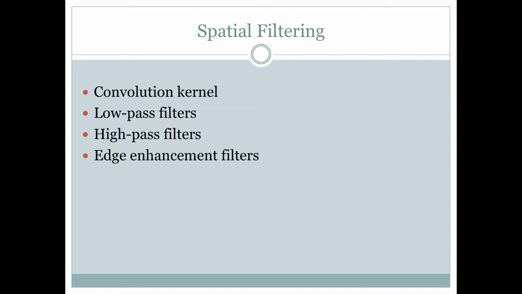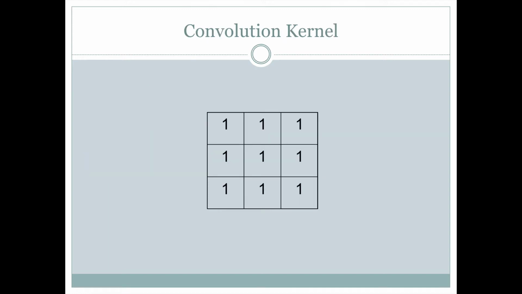But the three primary types of filters that are out there are ones called low-pass filters, which tend to smooth things out, high-pass filters, which tend to accentuate things that are different than their surroundings, and edge enhancement filters that tend to accentuate things that are lined up in a preferential direction. So let's start by talking about the convolution kernel.